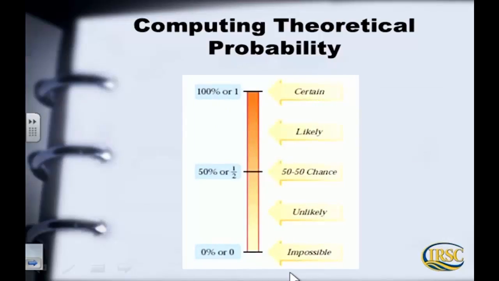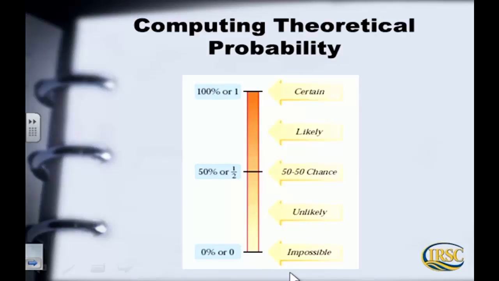Okay, the answer that you're going to get is anywhere between 0 and 1, or if you have that in percentage form, it's 0% to 100%. So if you get an answer of 0, that means that it is impossible for that event to occur. So it's not going to happen. If you get an answer of 1, or 100%, then that means it's absolutely certain that that event will always occur.